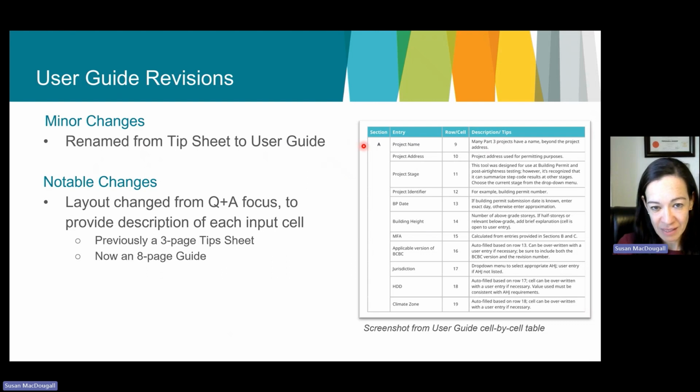So for example, here in section A, you can see each cell has got a description of what is intended to be put in there. And we've noted things like where it's auto-filled, but you can override it. We've tried to identify that there so that users really have a full understanding of the checklist and what was being asked for in that area.